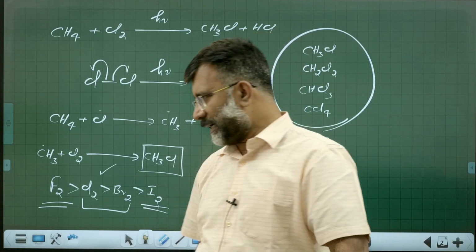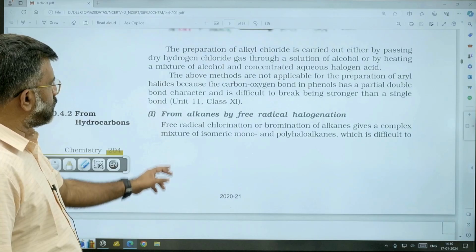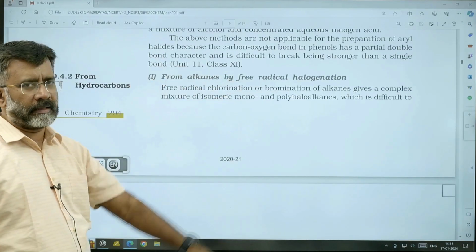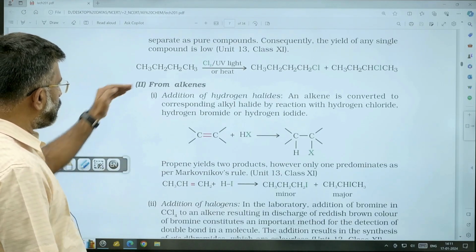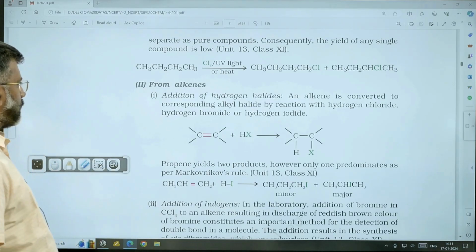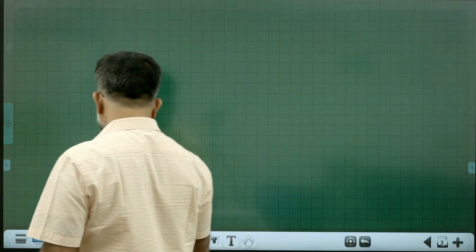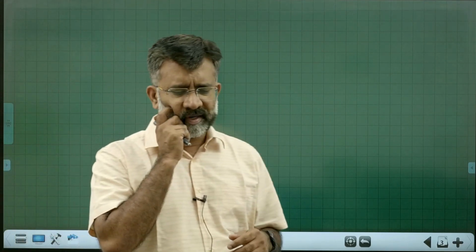Okay, so that is preparation from hydrocarbons, commented. Preparation from alcohols, preparation from hydrocarbons. Number one, free radical halogenation of alkanes. Number two, from alkenes, addition of hydrogen halides on alkenes. Many of you definitely remember that addition of hydrogen halide on alkene we discuss in two contexts: how a symmetrical alkene is added and how an unsymmetrical alkene is added.